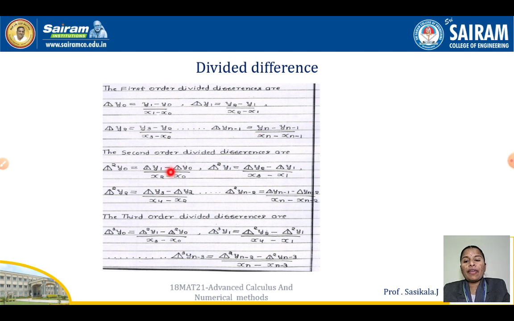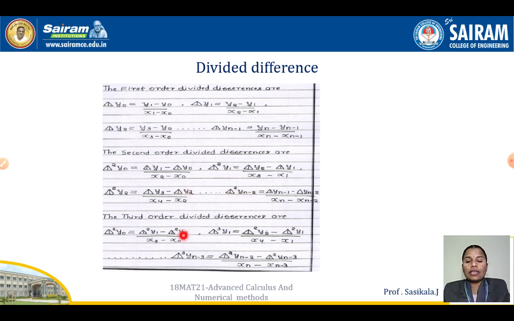Now for the second order divided difference. The difference of your first order divided differences comes in the numerator: divided difference of y1 minus divided difference of y naught, whole thing divided by the value which is a combination of x0, x1, x2. So we write x2 minus x0, that means third value minus first value. Similarly, you can fill that column for the second difference.